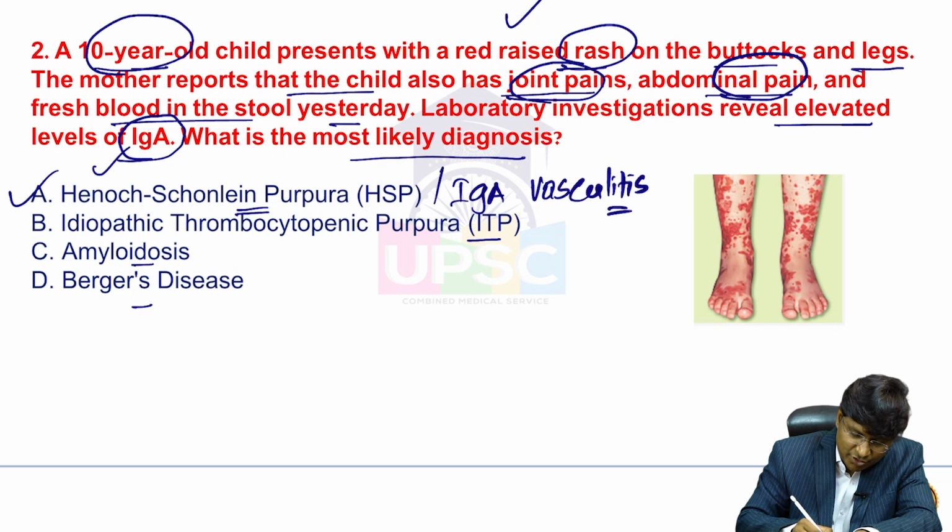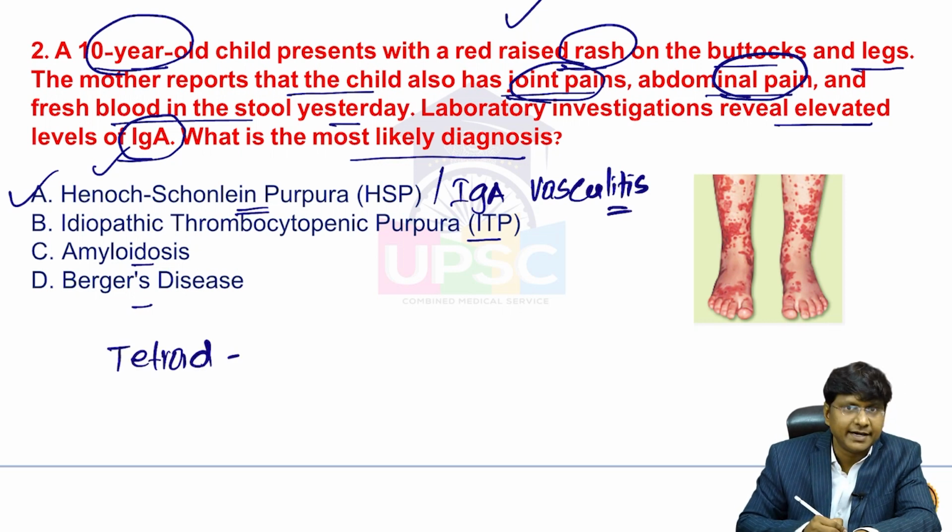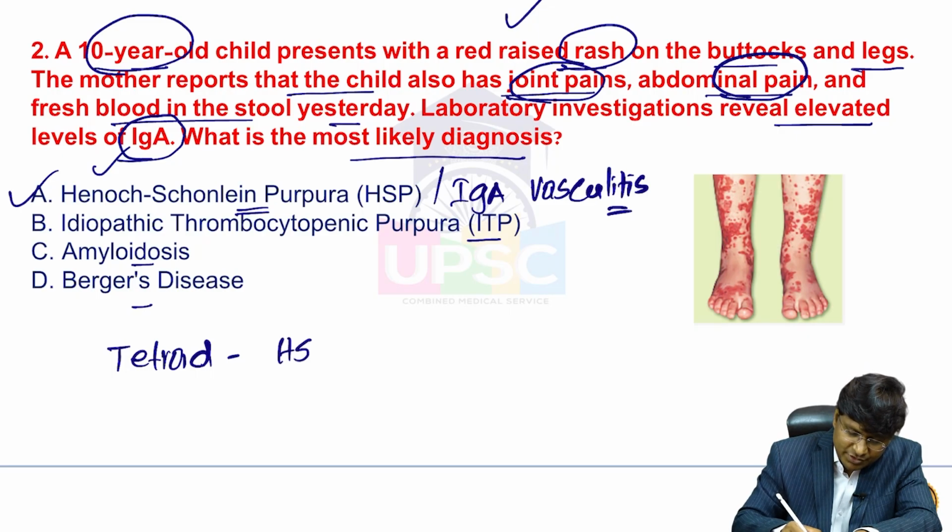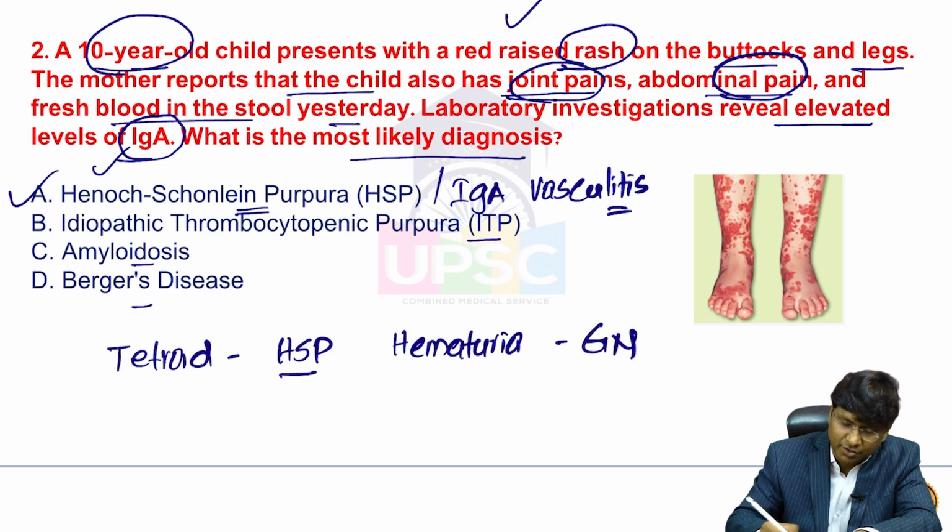And these patients with Henoch-Schönlein purpura are characterized by a tetrad, right? And what will be the tetrad? You just remember this mnemonic, that is HSP. H stands for hematuria, and that is because of the development of the glomerulonephritis. And over the skin, you have the development of the purpura.